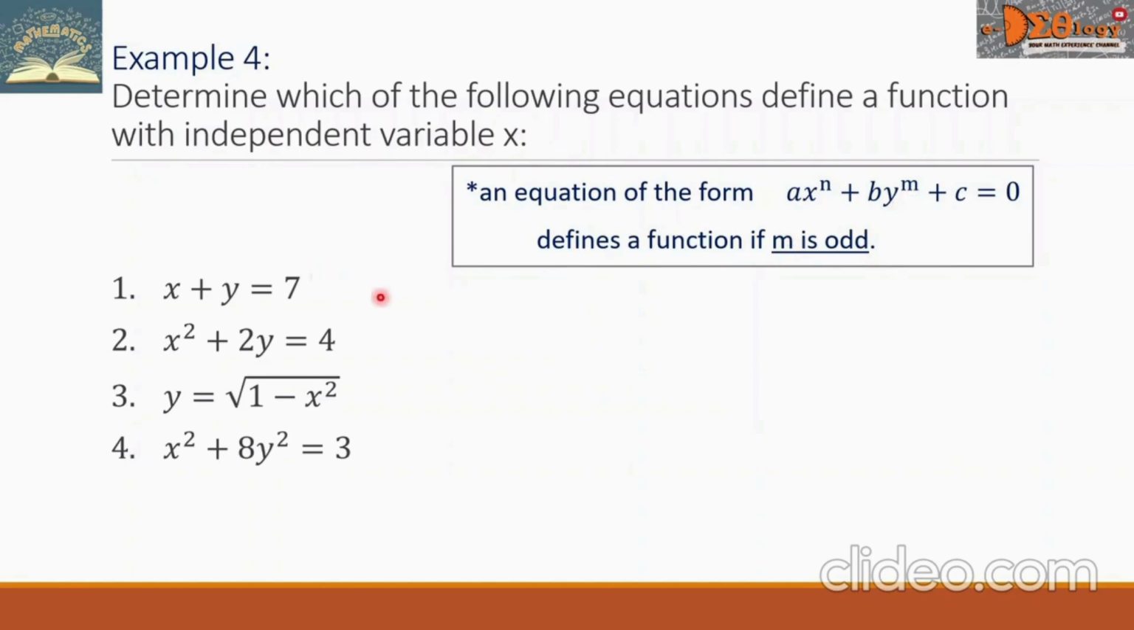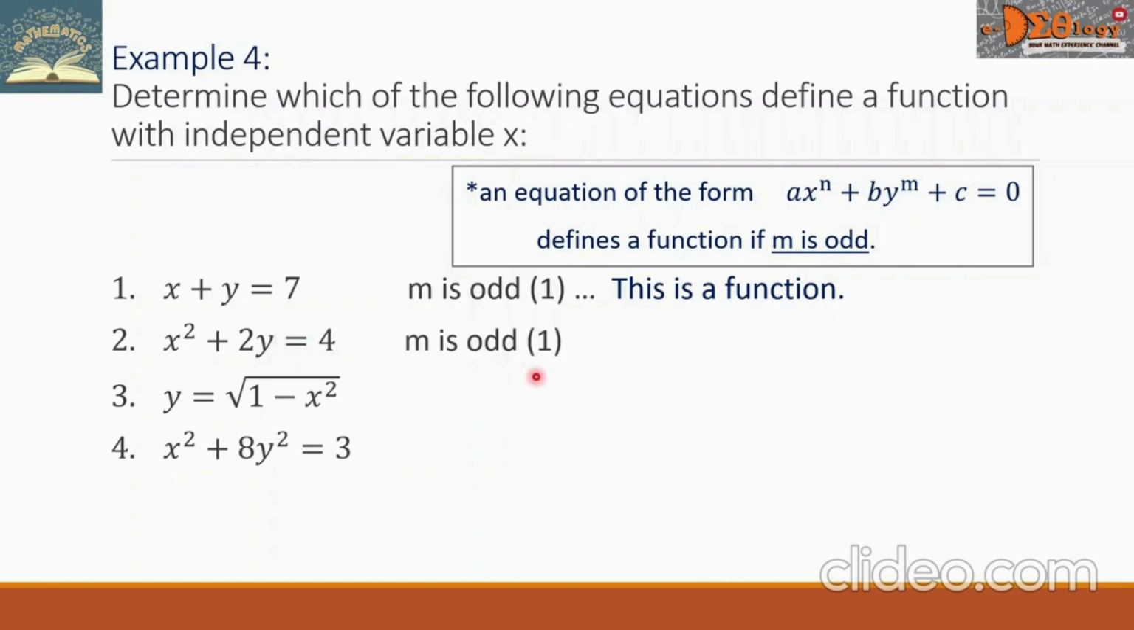Now let us see equation 1. x plus y equals 7. Note that the power of y is 1. So we say that m is odd. Therefore, this is a function. Equation 2. x squared plus 2y equals 4. Note here that the exponent of y is 1. So we say that m is odd. So this is a function.